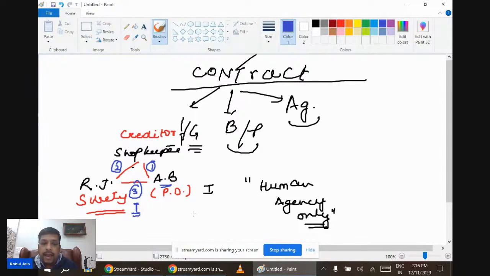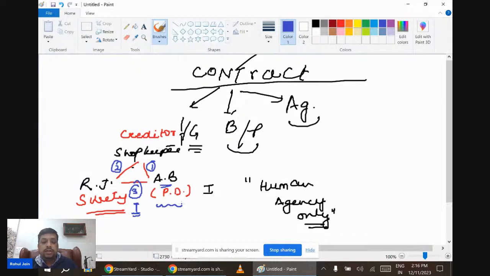A guarantee may be oral as well as written. Sir, what is the consideration here? Now, as per section 127, this is very important, sometimes the question comes. As per section 127, the benefit to the principal debtor will be considered a sufficient consideration.